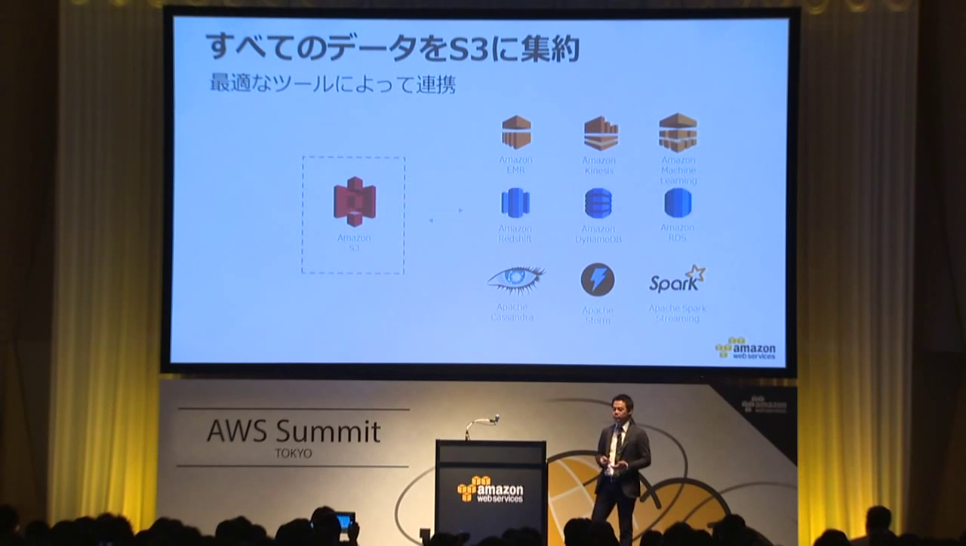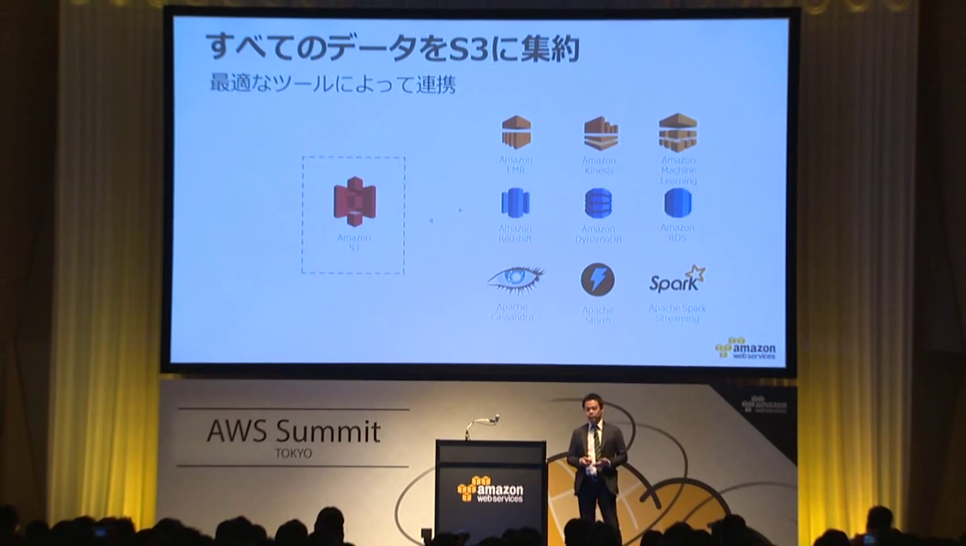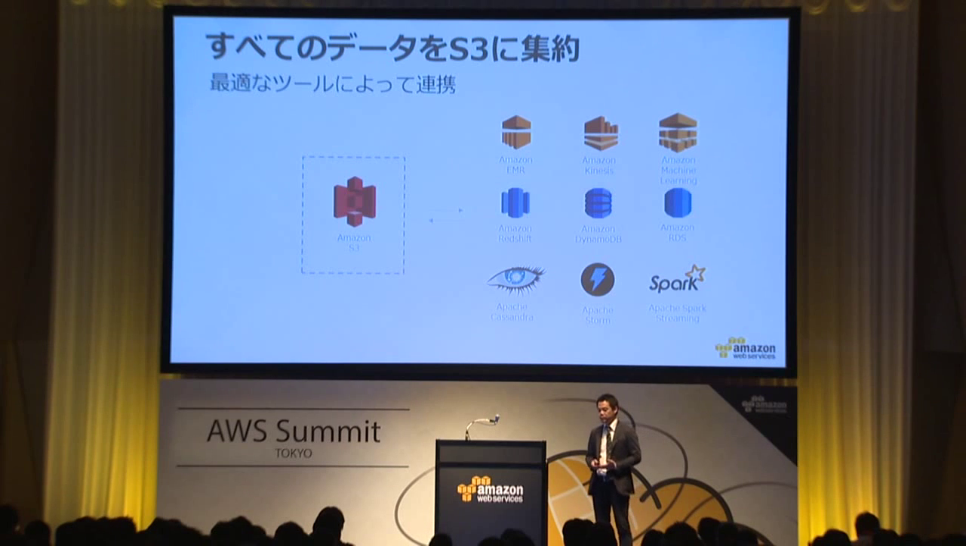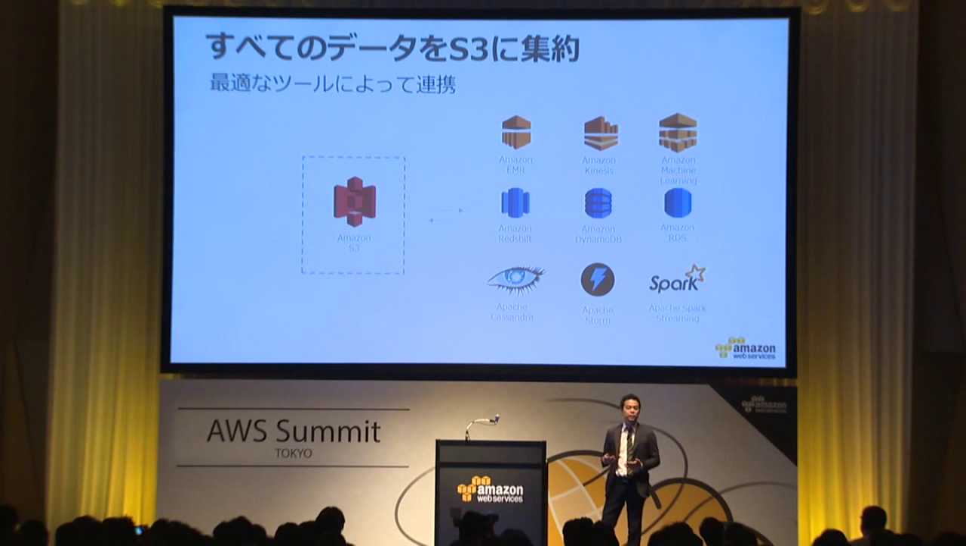One big trend we see among many customers is that most of the data first gets collected on S3. We started calling it a data lake, so S3 is regarded as a data lake these days. Different types of data are put onto S3, and then we use EMR or Dynamo, Kinesis, machine learning. All these can be combined together.